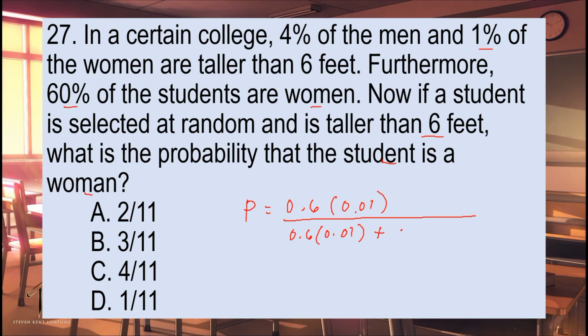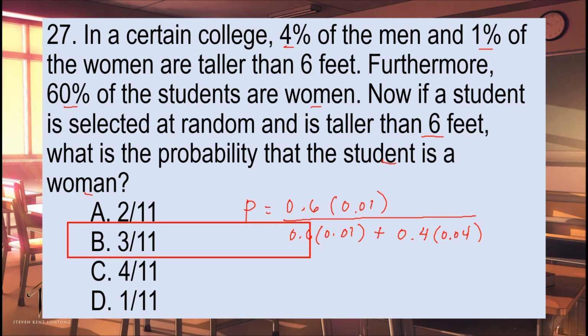course, the probability or the percentage of the men are 40%. So, 0.4 multiplied by the percentage of them being taller than 6 feet. So, that's 0.04. Ayan. So, that's our probability. So, our answer would be 3 over 11.